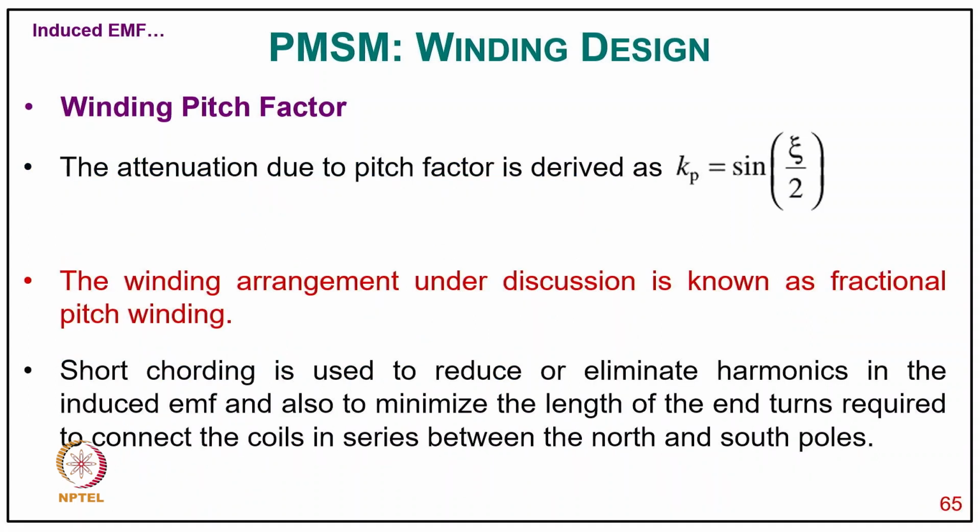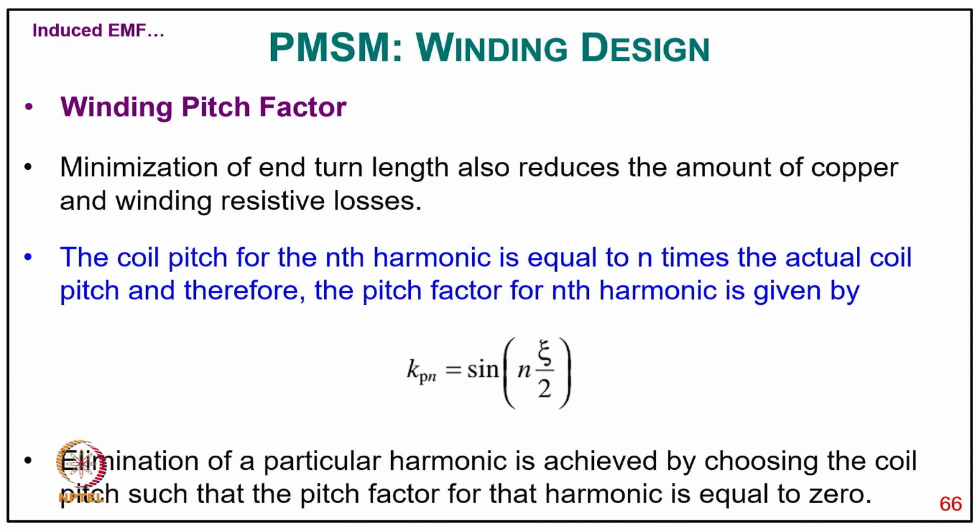You can say the attenuation due to the pitch factor is derived as Kp equal to sine eta by 2, and the winding arrangement under discussion is known as a fractional pitch winding. Shorting is used to eliminate the harmonics in the induced EMF, and also to minimize the length of the end turns required to connect the coils in series between the north and south pole.